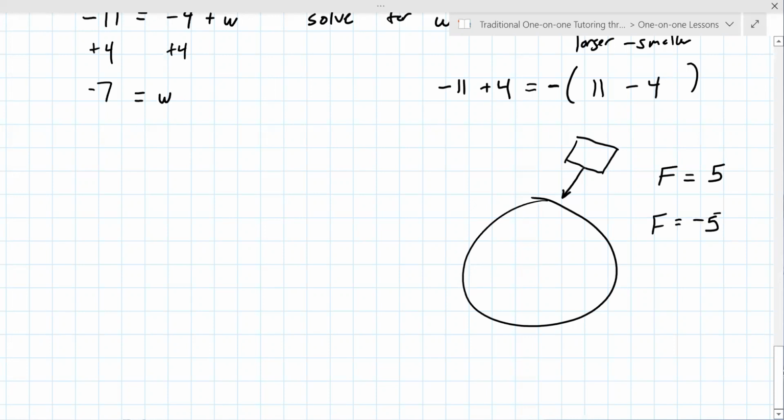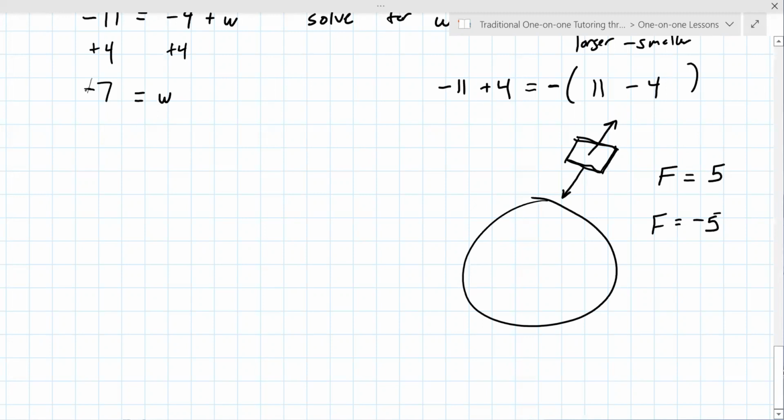Which direction do you think the Lego craft is going to go if the force is going in the wrong direction? Negative 5. It's going to go the other way. Well, it's going to go with the opposite of the way that you think. So this minus sign is critical, very critical.